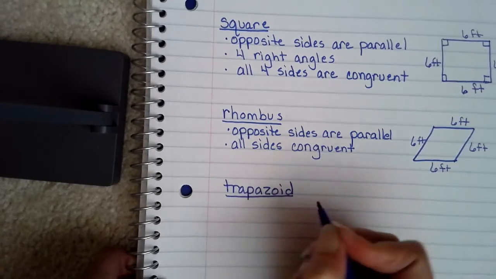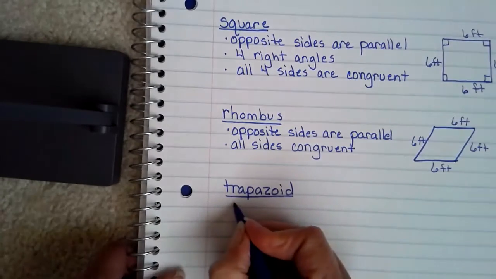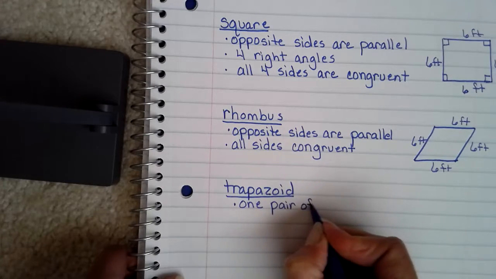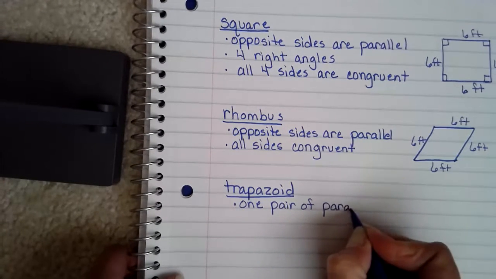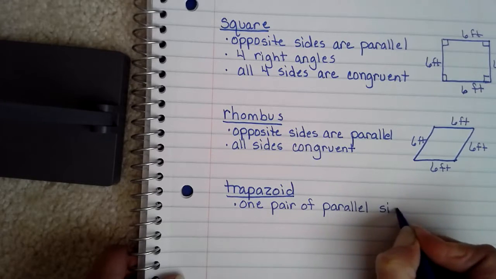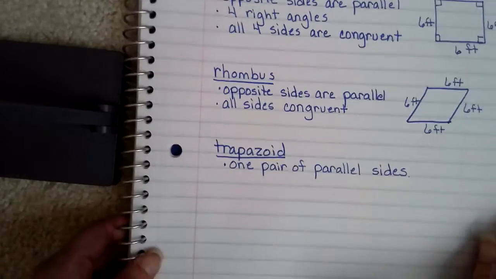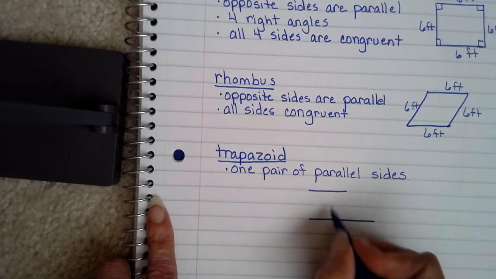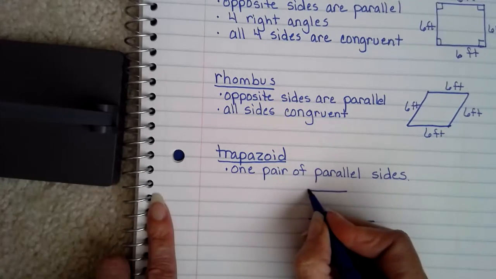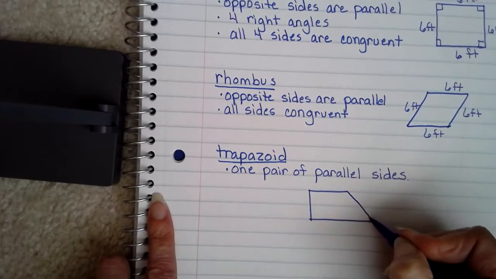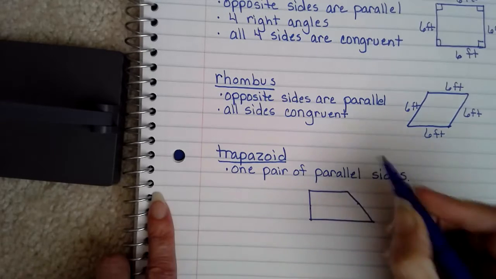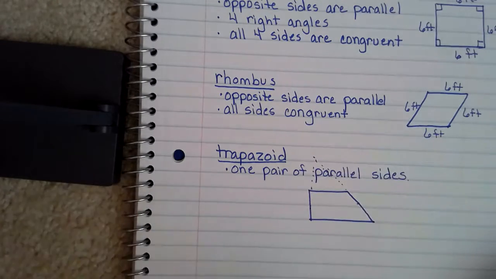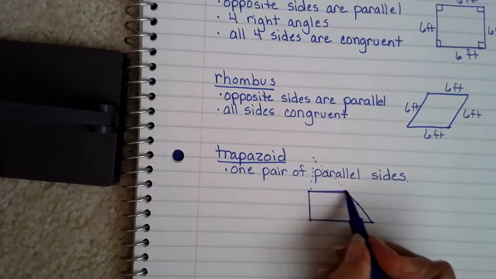A trapezoid has one pair of parallel sides. So this is the one that's a little bit different. Now it's still four sides, but it might look like this. So these two are parallel to each other, but look at these two, they are not parallel to each other. They would eventually run into each other if we kept extending them. So the top and the bottom are parallel.